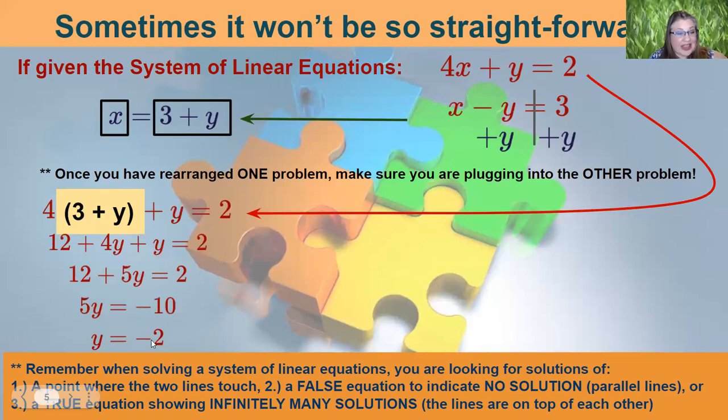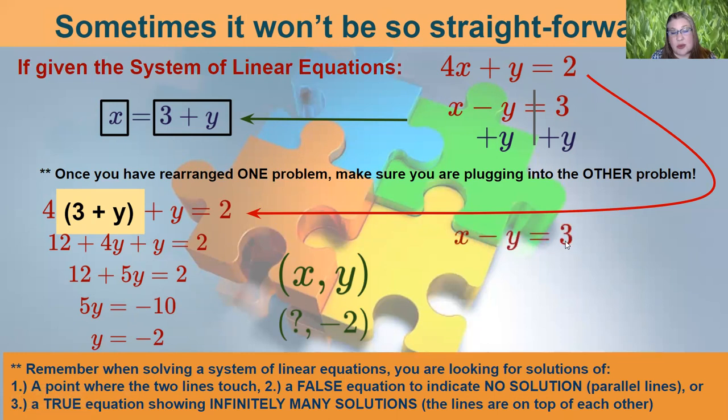Okay, so again, we're not done. We need a point. Don't ever feel like you're stopped here. We need x, y. At this point, we have y as negative 2. In the last video, we had x. So now we need to go back and solve for x. Y equals negative 2. So again, we can pop this into either equation.